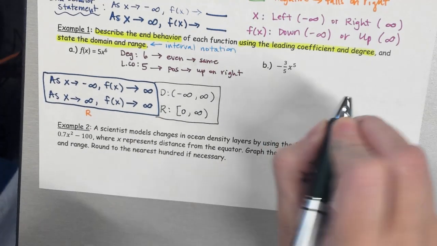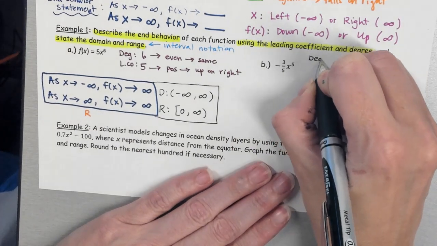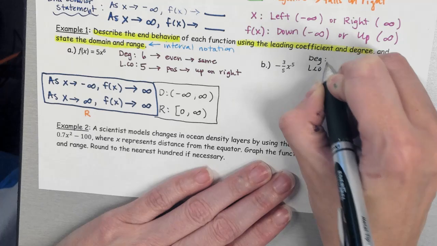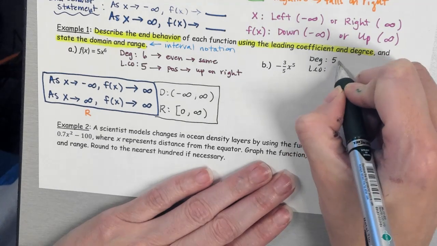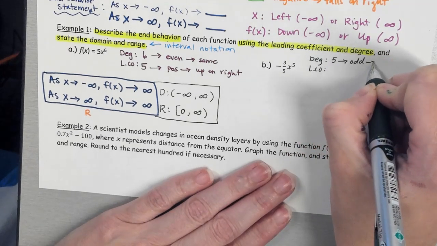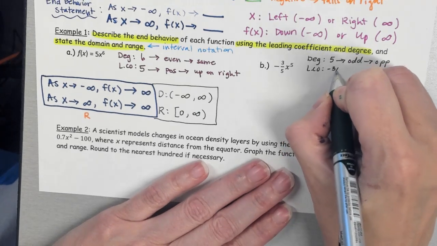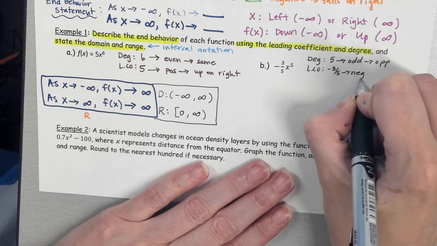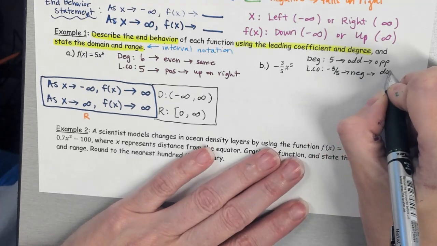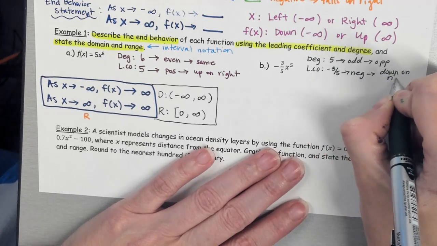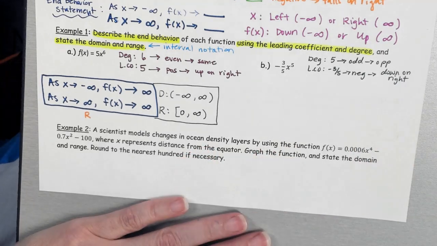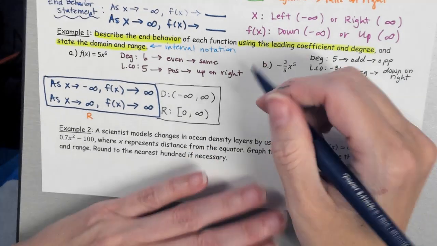So remember that your first step is always saying your degree and your leading coefficient, okay? So if your degree is 5, we know that's odd and that these should go in opposite directions. And then if your leading coefficient is a negative, then it means it's going to go down on the right side. So it's always about the right side.